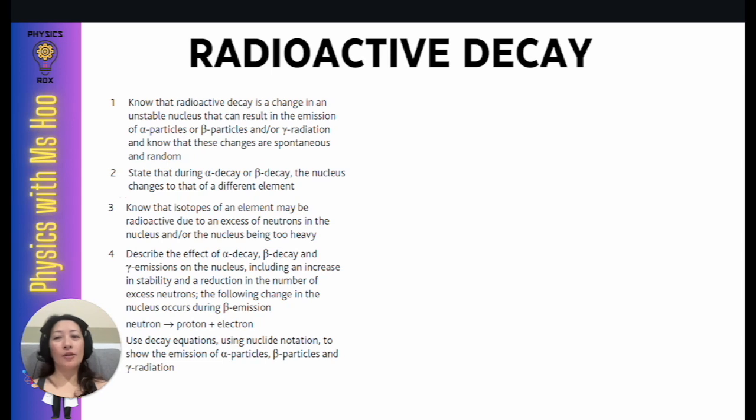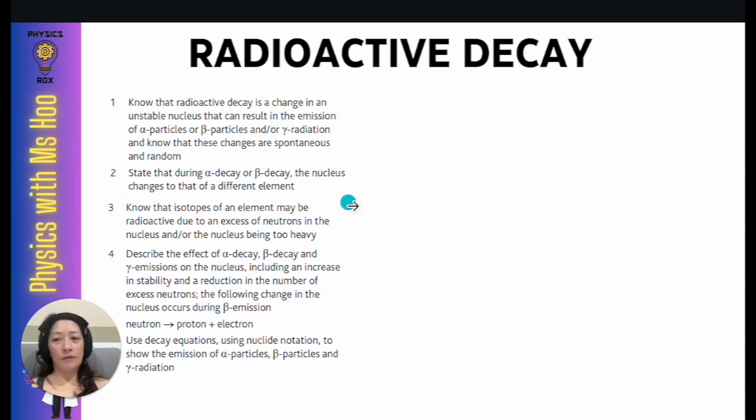Next, we need to know about radioactive decay. So first of all, you need to know that radioactive decay is because of an unstable nucleus that releases nuclear emissions to become more stable, and these changes are spontaneous and random. So the nuclear emission could be in the form of alpha or beta, or a combination of alpha and gamma or beta and gamma.